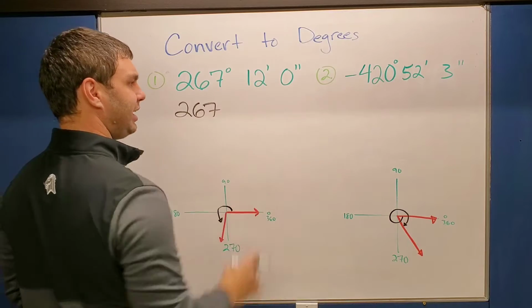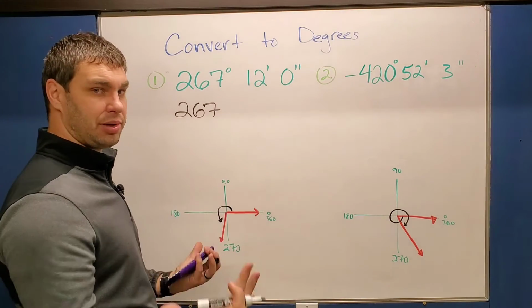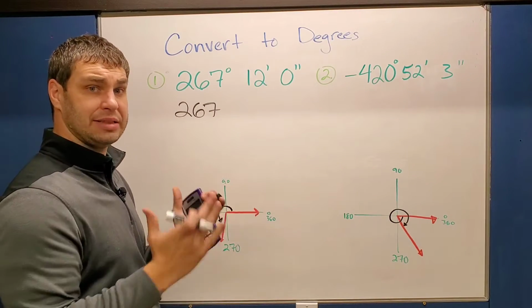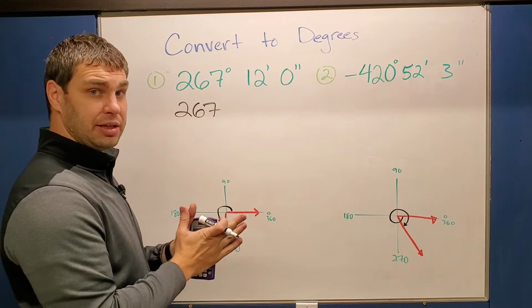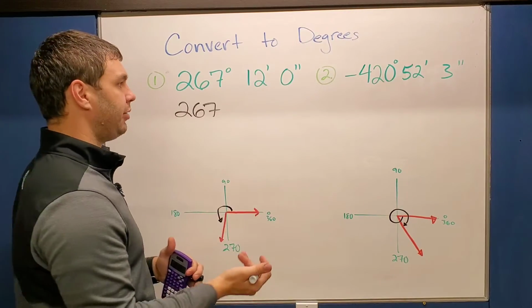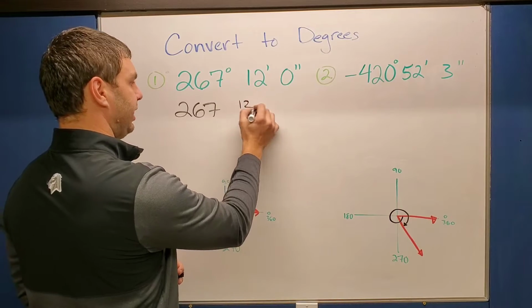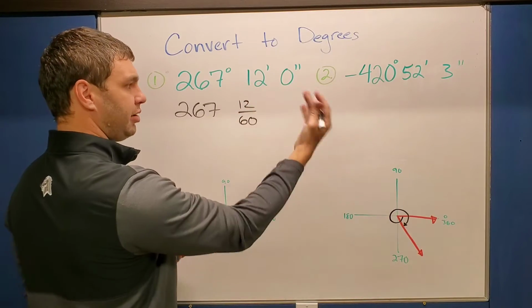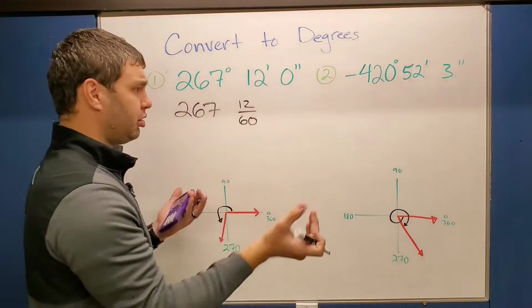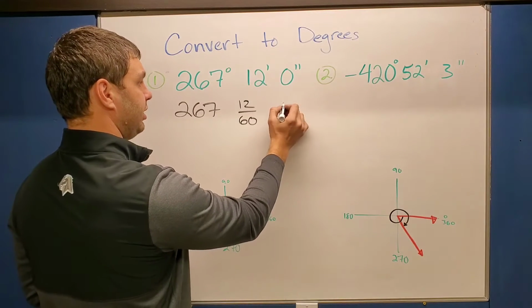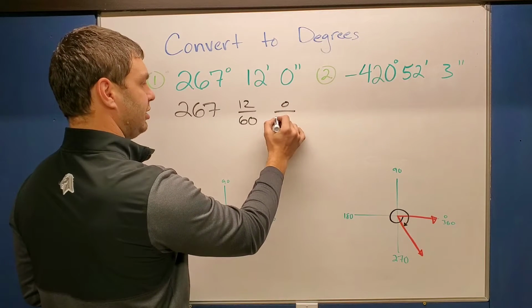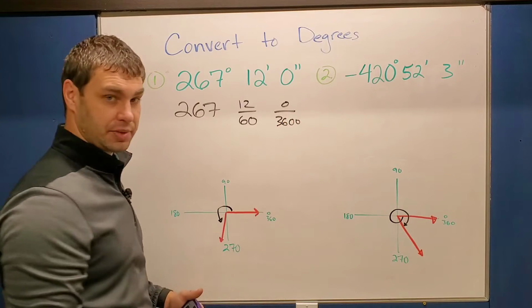But then the minutes and the seconds have to be divided by certain parts, just like a clock is divided up into minutes and further divided up into seconds, in terms of the whole hour, if you think of it that way. This 12 has to be divided by 60. And then the 0, right now it's just 0, so it's not really going to add or subtract anything here. But anyway, if there was a number, we'd have to divide this by 3,600, okay?